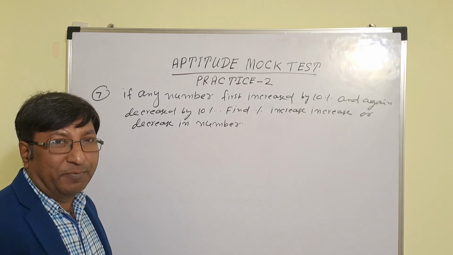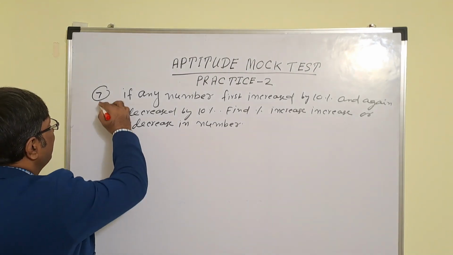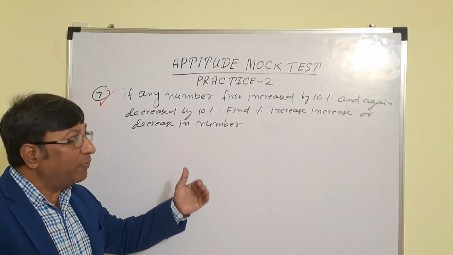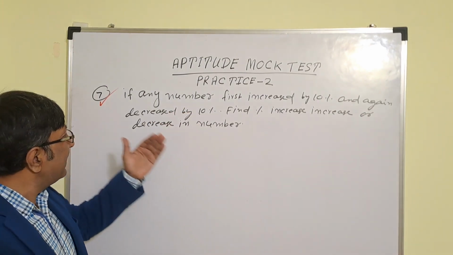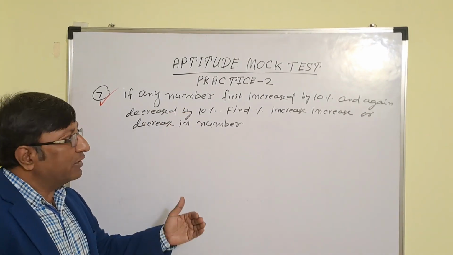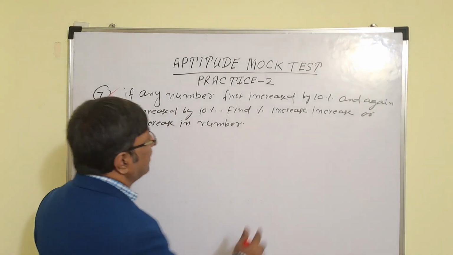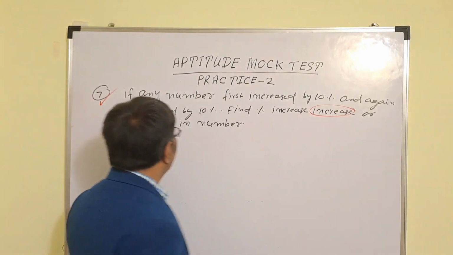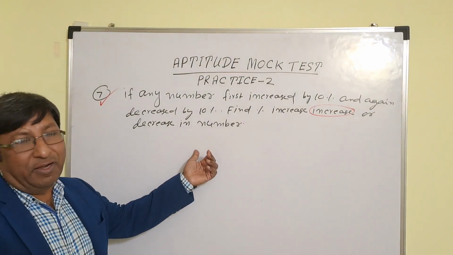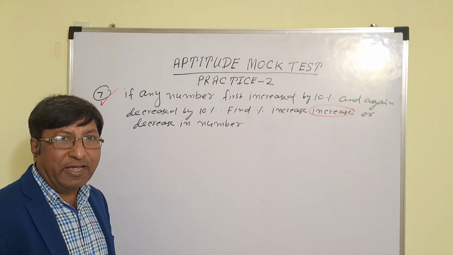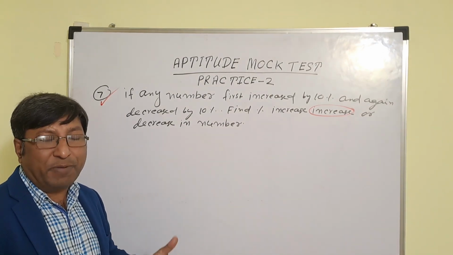Now see question number 7. The question number 7 is also a very important question. If any number is first increased by 10% and again decreased by 10%, then find the percentage increase or decrease in the number. For this type of question, we can solve it very easily without the use of paper and pen.